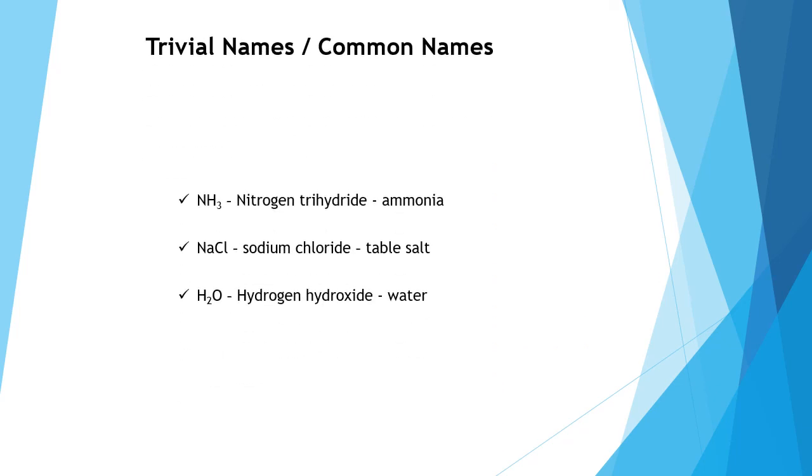Trivial names are common names. There are certain names of compounds which do not follow any systematic rule. Such names are called trivial names or common names. Chemists have not considered it wise to replace these names by systematic names as they are widely understood by the common man. Example: the common name for nitrogen trihydride is ammonia, that is NH3.